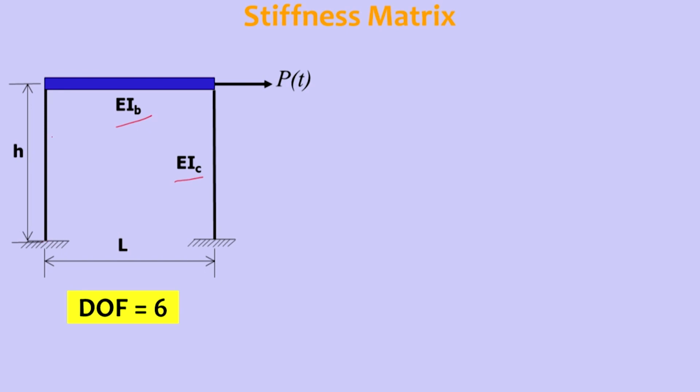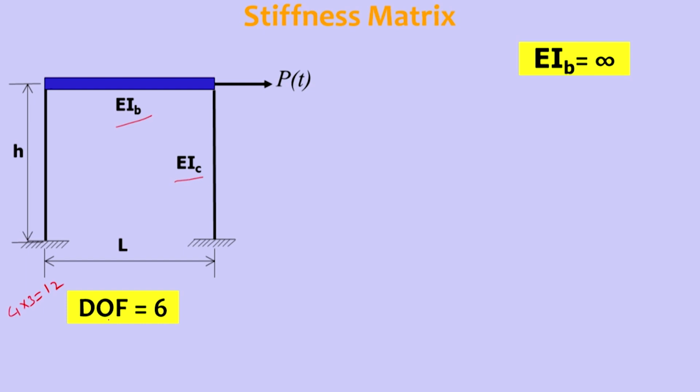So how are these degrees of freedom 6? 4 nodes are there, 1, 2, 3 and 4. Each node will have 3 degrees of freedom. So 4 into 3, 12, minus the sum of the reactions if you remove them. So that will become a 6 degrees of freedom system.